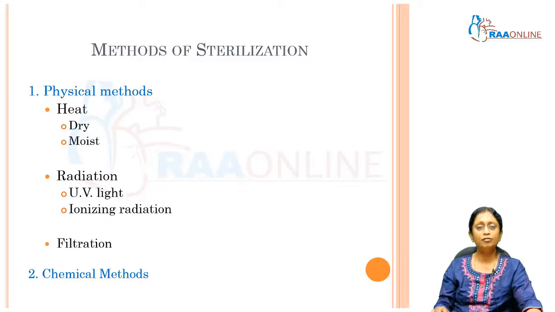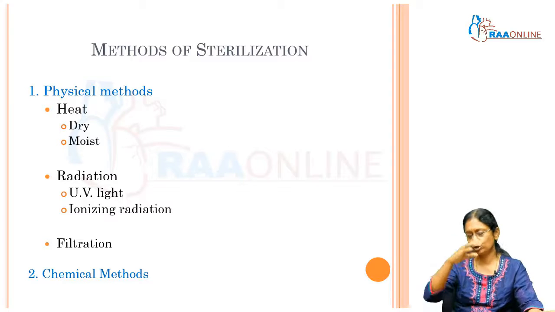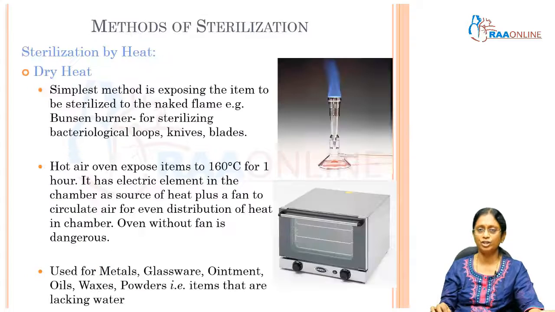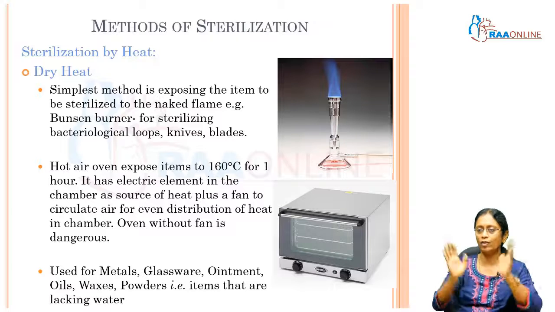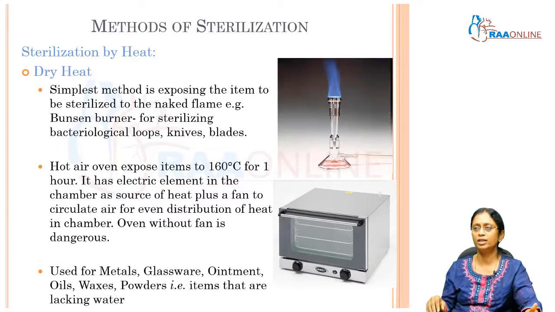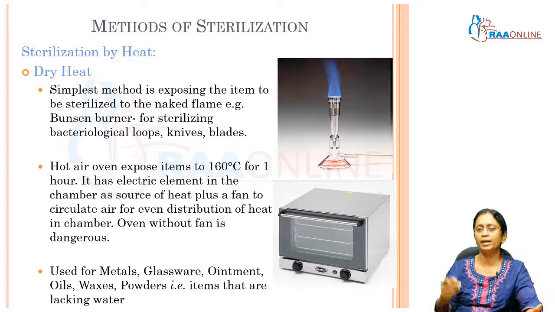Right. The physical techniques are heat, dry and moist heat, and radiation, UV light, which is mass sterilization, and the filtration technique also. Heat is your Bunsen burner. For example, if you do an apicectomy and you want to make sure that the gutta-percha point completely seals all the lateral or apex canals and is completely sterilized, you apply heat with a Bunsen burner with a heatable plastic instrument, okay? You can also use this for sterilizing your bacterial loops and knives.